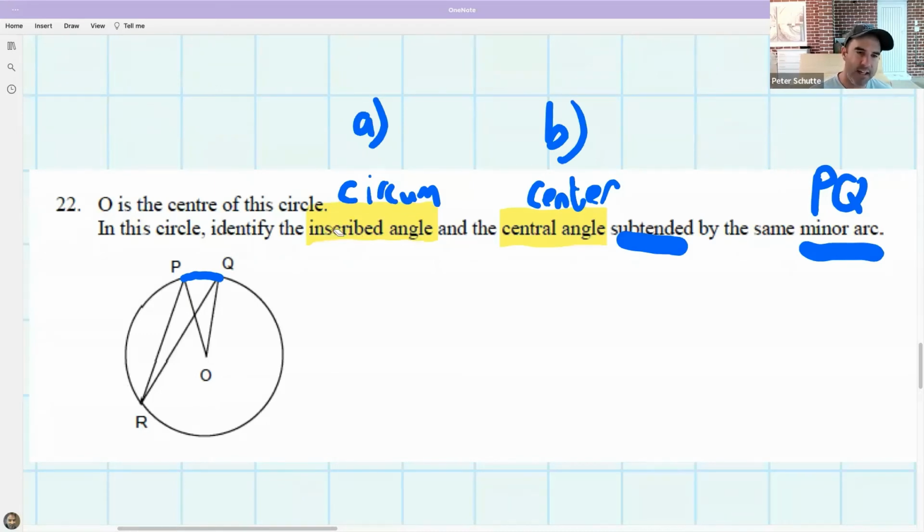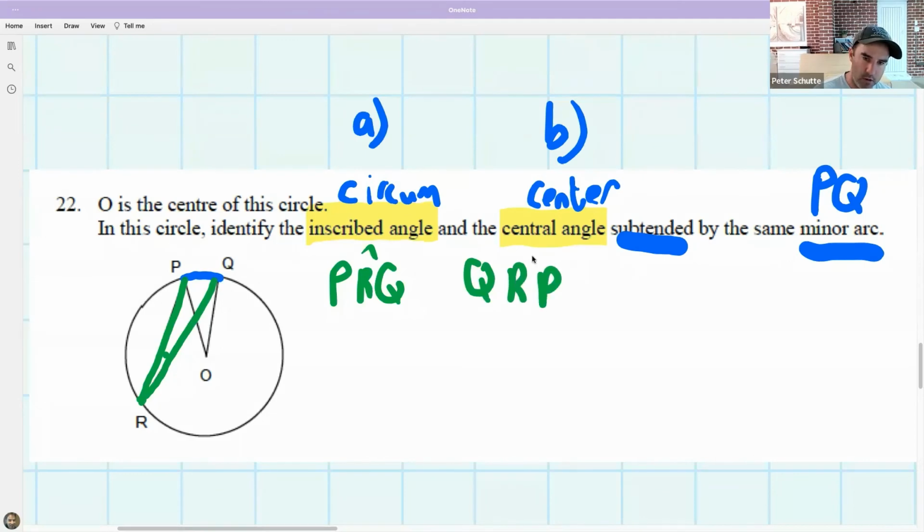So the angle at the circumference is going to be this one, R, and it comes from the same minor arc PQ. So how are we going to write down this angle over here? There are 2 ways you could write it. It could be PRQ, or you could write it as QRP. That is the inscribed angle, or the angle that is made at the circumference, which is here.